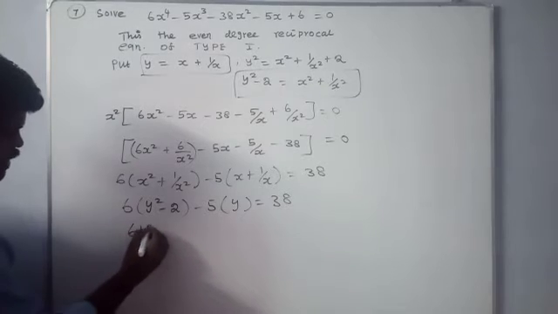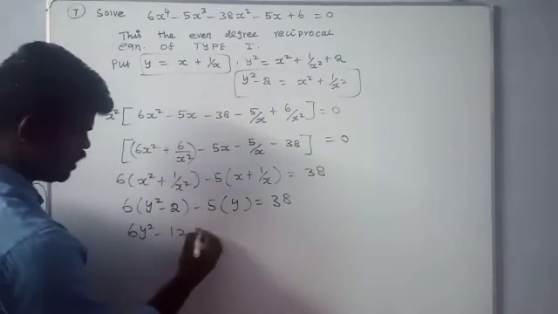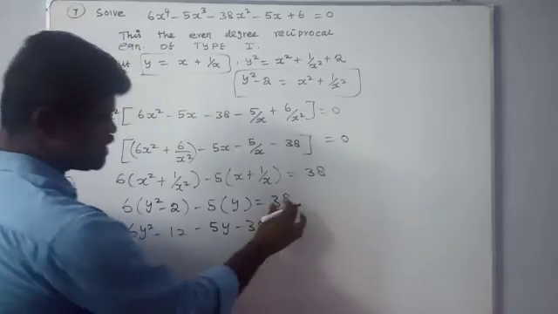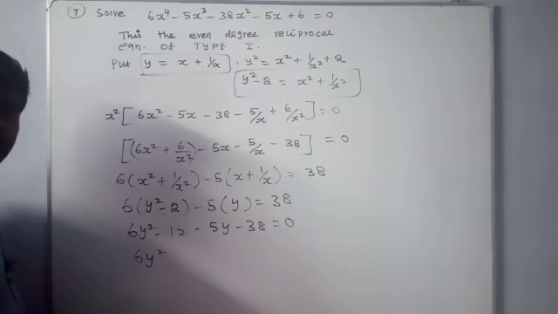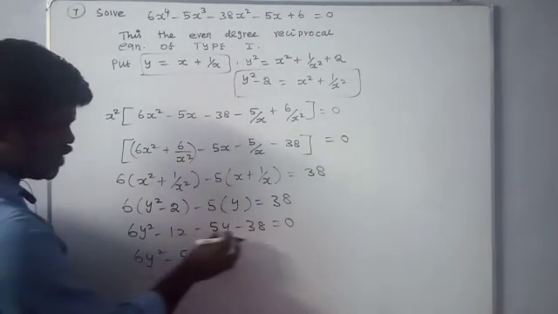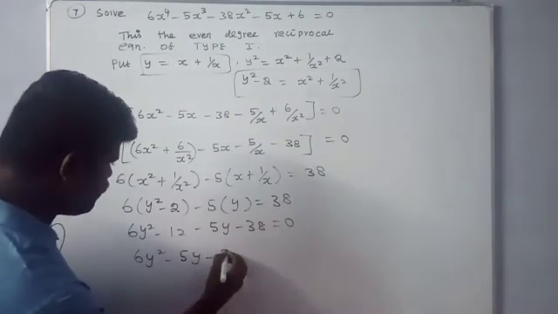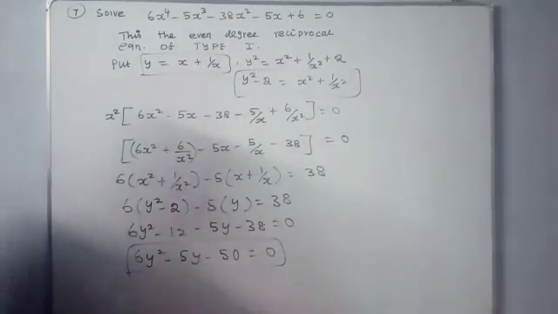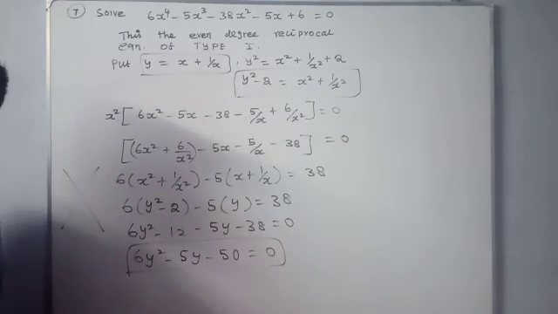Now 6y squared minus 12, multiply these two terms by 6, and minus 5y, take minus 38 to this side, so minus 38 becomes plus 38. Now 6y squared and minus 5y here, minus 12 minus 38 means add these two terms, minus 50 is equal to 0. This is the quadratic equation, and we solve the quadratic equation here.